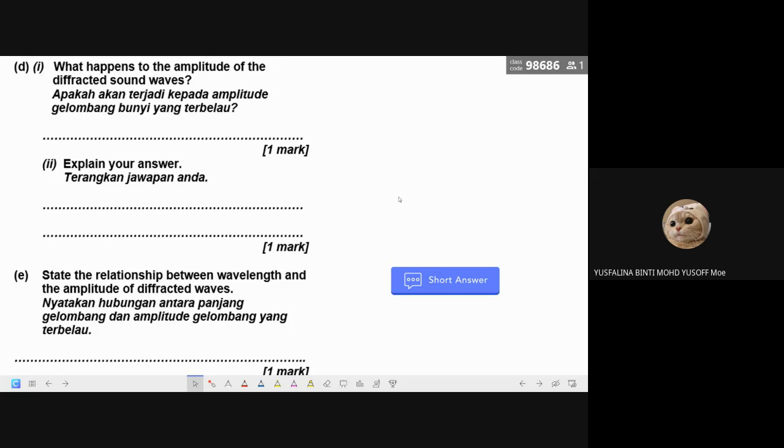Okay, what happened to the amplitude? Just now we already answered. What happened to the amplitude? And why does that happen?